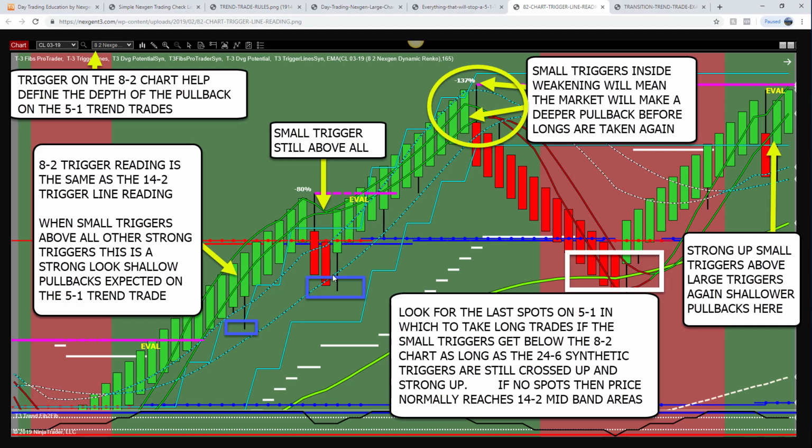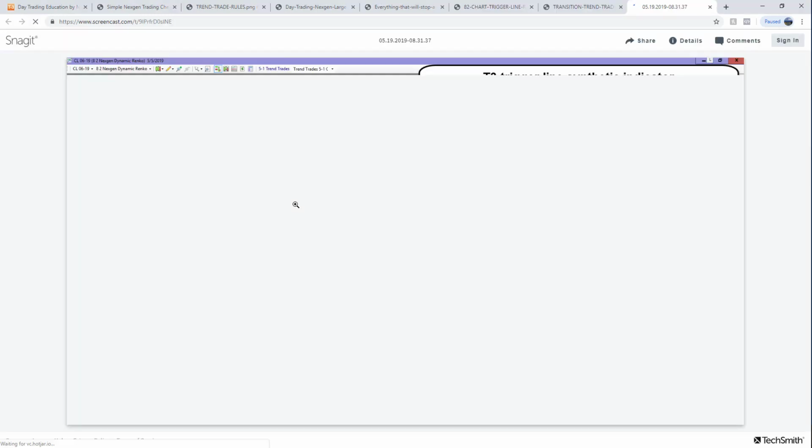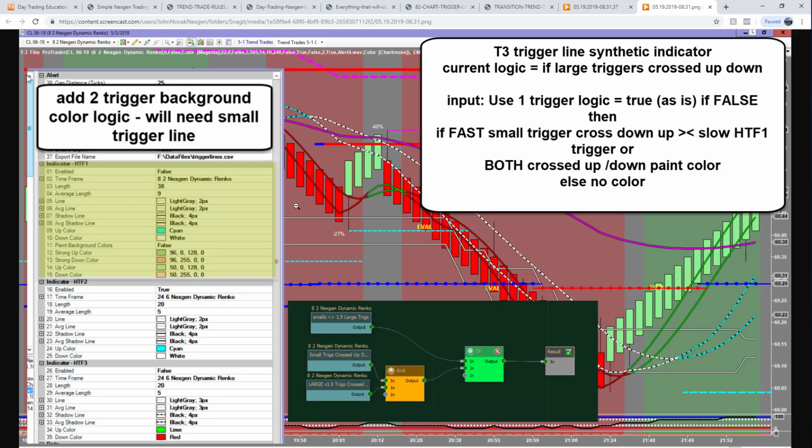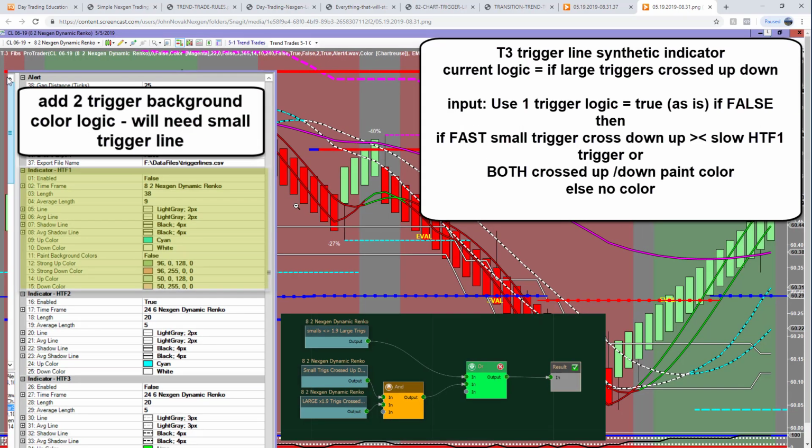Everybody okay with that? The reason I say that is because I've made a visual on the 5-1 chart that is going to represent the look that we were talking about. And just to give you a quick visual here, I'm probably going to make some adjustments on the NinjaTrader platform to give us the ability to do this, but I wanted you to see what we're doing now.